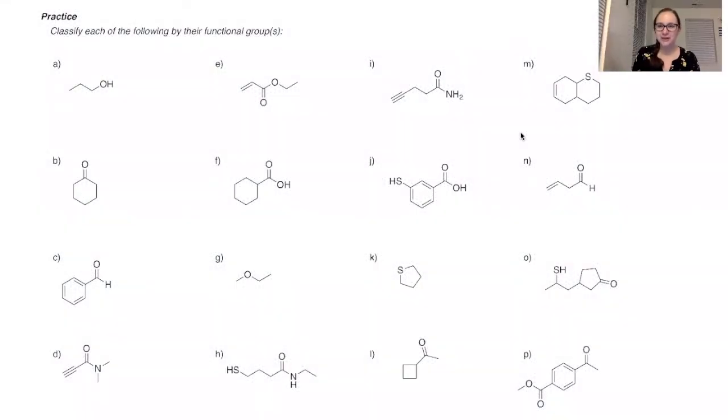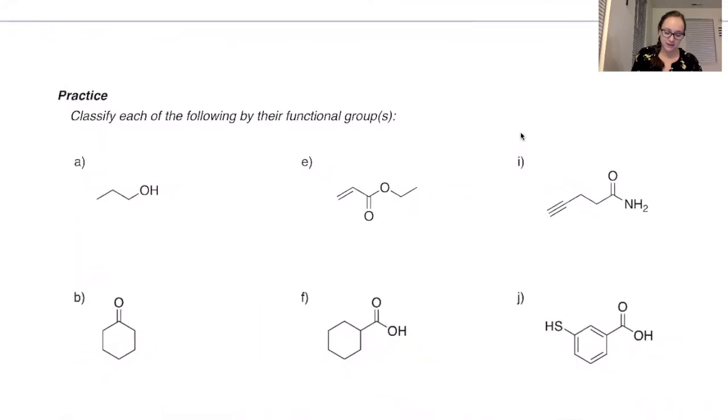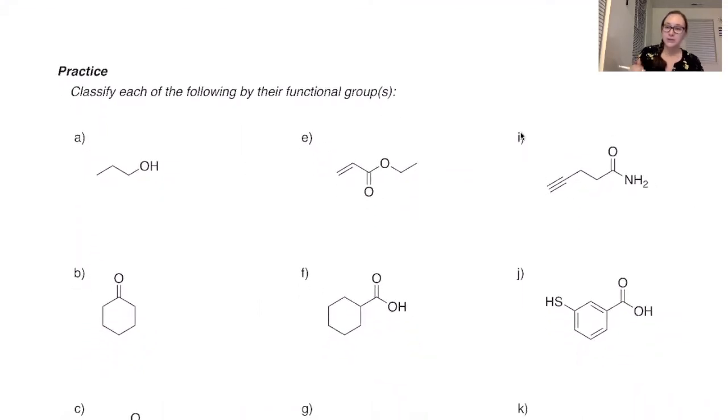Hey guys, so a really great way to practice your functional groups is to identify them in molecules. So here we have a whole list of molecules that have a variety of different functional groups associated with them. And what it says is to classify each of the following by their functional group. So how this is going to look, we'll do the first one together and then you guys can pause the video, is that you're going to circle the atoms responsible for the particular functional group and then you'll name it. So I'm going to circle this and write alcohol.